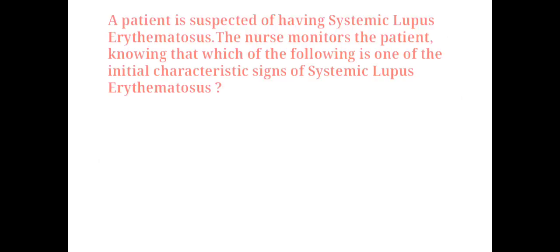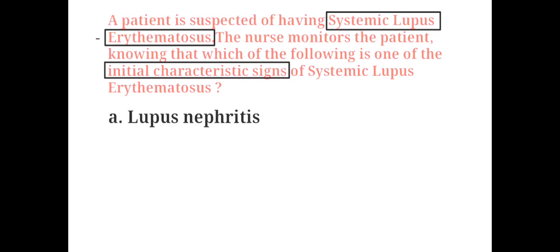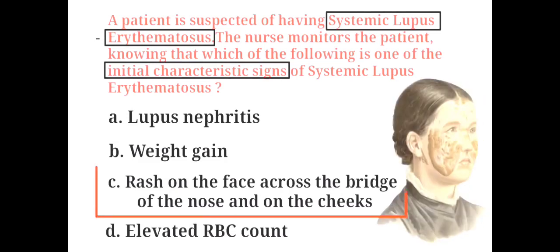A patient is suspected of having systemic lupus erythematosus. The nurse monitors the patient knowing that which of the following is one of the initial characteristic signs of systemic lupus erythematosus? A. Lupus nephritis. B. Weight gain. C. Rash on the face across the bridge of the nose and on the cheeks. D. Elevated RBC count. And the correct answer is C. Rash on the face across the bridge of the nose and on the cheeks.